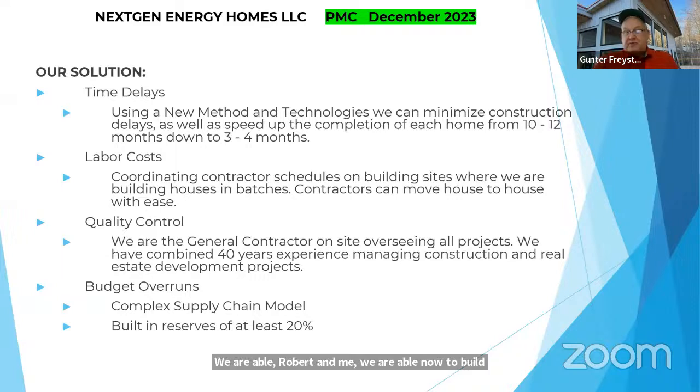The labor costs, because we have our own subcontractors and other people, we are working hand in hand together where we can overcome any kind of hiccups. So let's say one person doesn't show up to work, we replace that person with another person. We have quality control. Robert is the commercial contractor. He can build the homes and I do quality control. Basically, I'm the project manager running the entire operation.